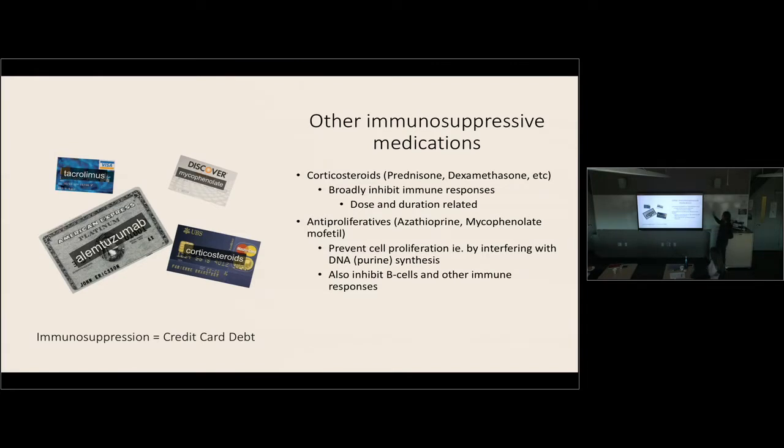There's some more general ones that you'll hear a lot about, and steroids is probably the main one, and this is things like prednisone or whatever that we take for various reasons. But these kind of broadly dampen the immune system and can put you at increased risk for various infections.